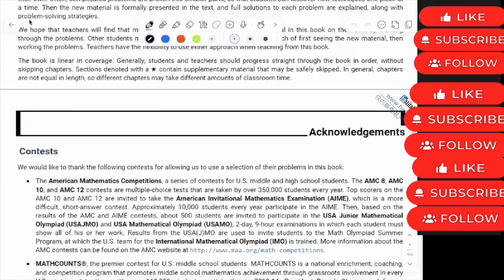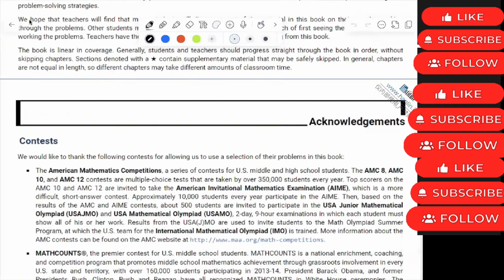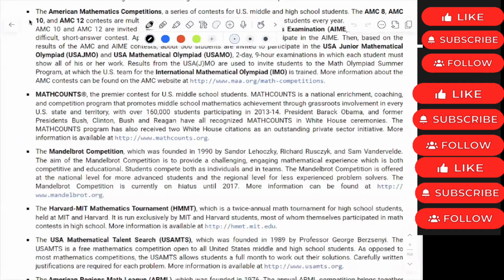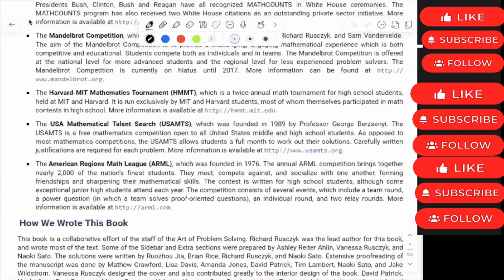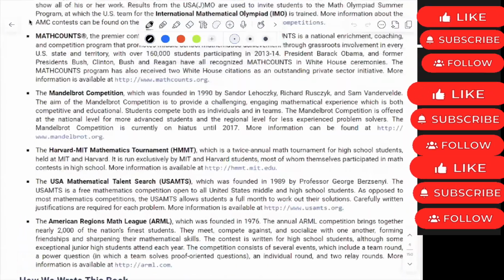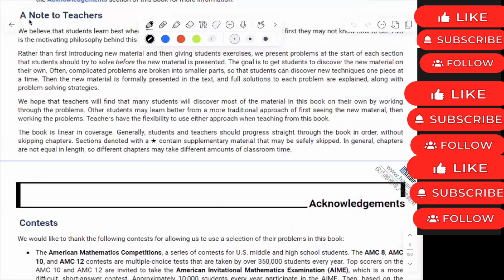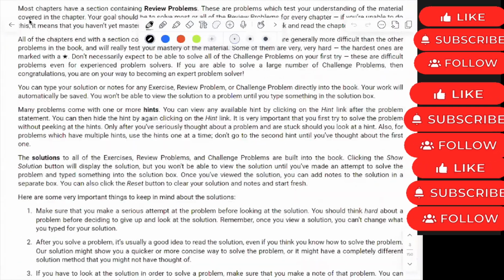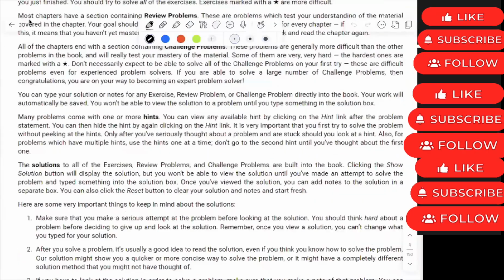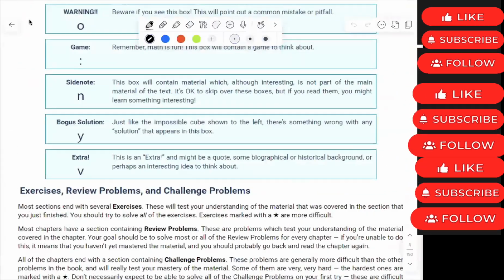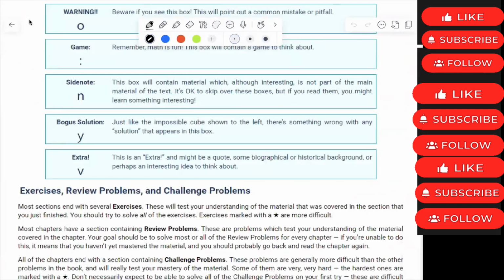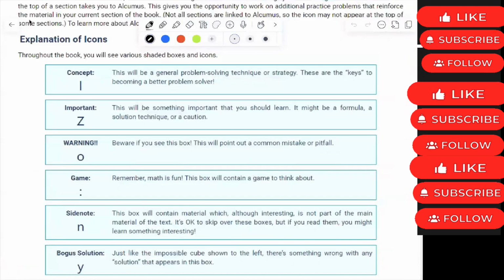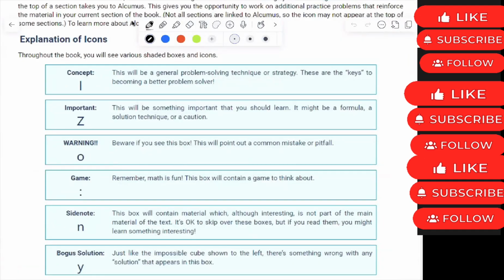These are the concepts that they use. Most of the problems are from HMMT, SMT, ARML, MATHCOUNTS, and AMCs. And here are some other resources to check out. And this is basically the extra: bogus solution, side note, game, warning, important, and concept. It's these symbols. Alright?